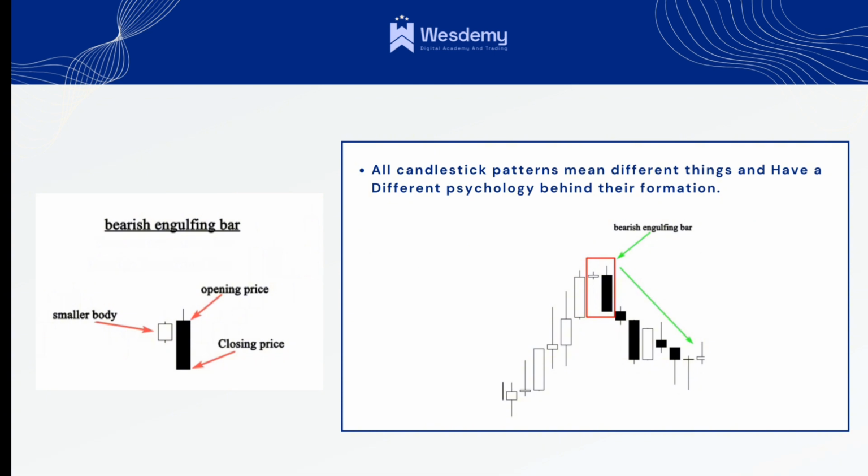Now, for this bearish engulfing bar, the psychology behind the formation here is that the bulls were in control, they were buying, but at some point they lost momentum and then the bears took over. The bears took over and then they engulfed the previous bullish candlestick. Them engulfing this previous bullish candlestick begins to give the narrative that the bears are now in control and they will most likely take price down.